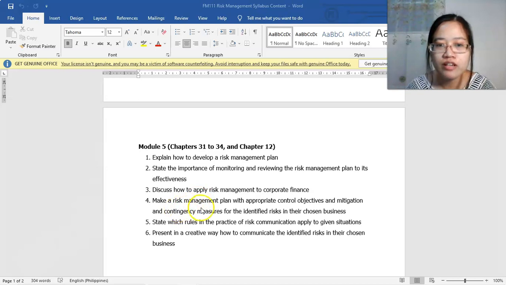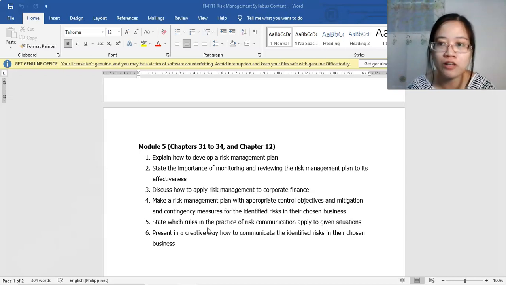And then you make a risk management plan with appropriate control objectives and mitigation and contingency measures for the identified risk in their chosen business. State which rules in the practice of risk communication apply to given situations. Okay? So, enough ba na oral na lang yan, or distributed to certain people? Sino-sino ba yung dapat ay properly informed when you make changes to the risk management plan, or when you get results or the review results of a risk management plan.